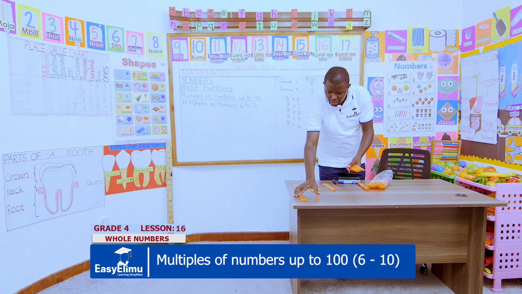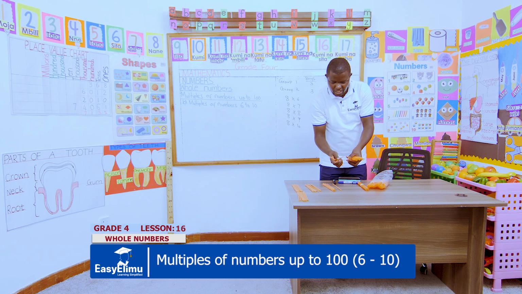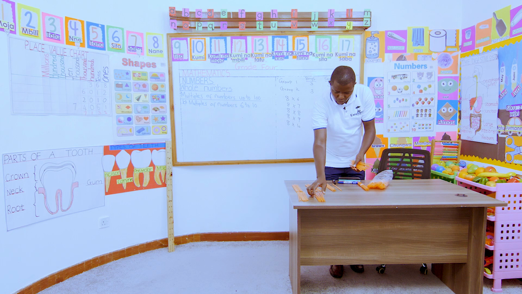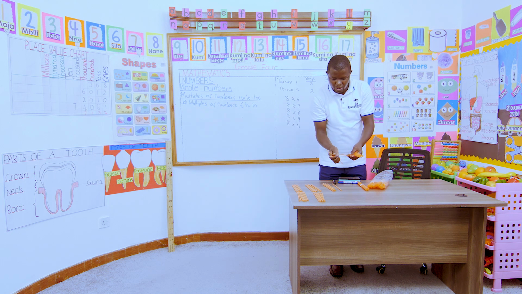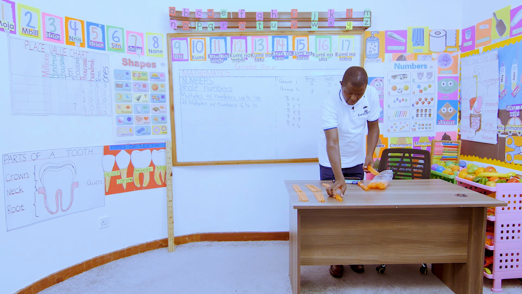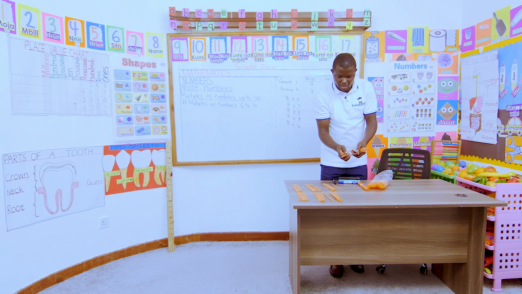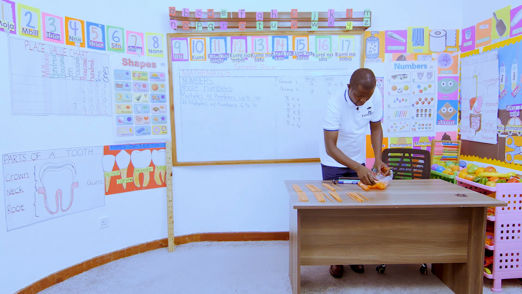Fourth group of 8: 1, 2, 3, 4, 5, 6, 7, 8. Fifth group of 8. Sixth group of 8. Seventh group of 8.